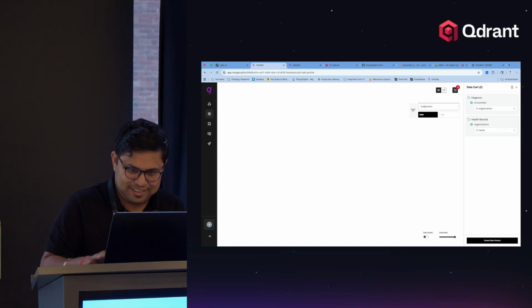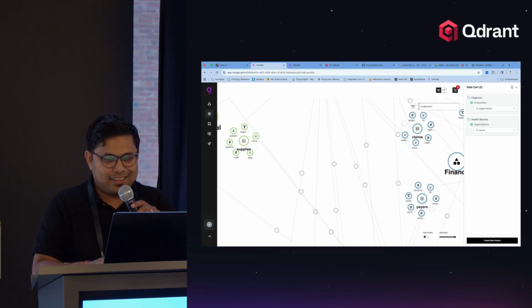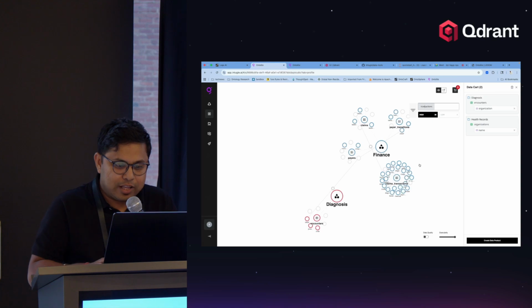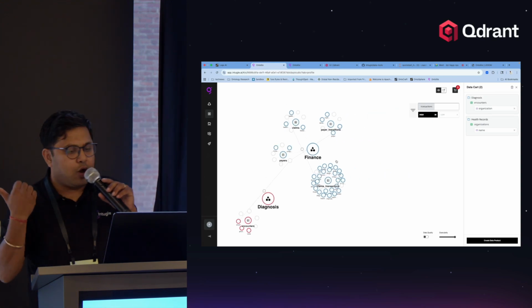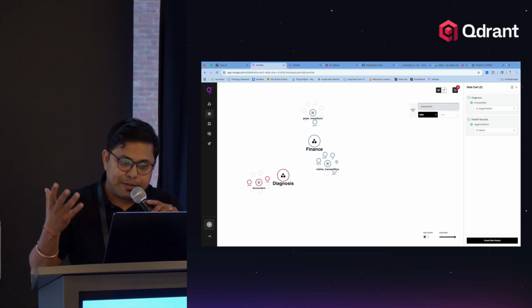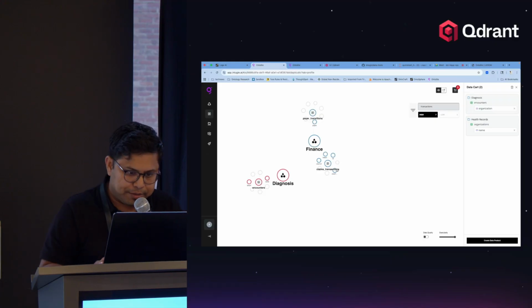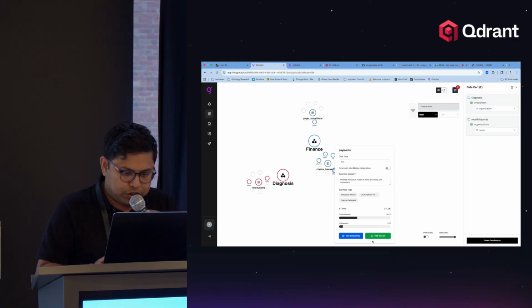I think that is where MMR will help. Anyway, when we look at transactions, it primarily talks about all the claims, all the payments around the claims that have been done by the insurance organizations. So I add it to the cart.